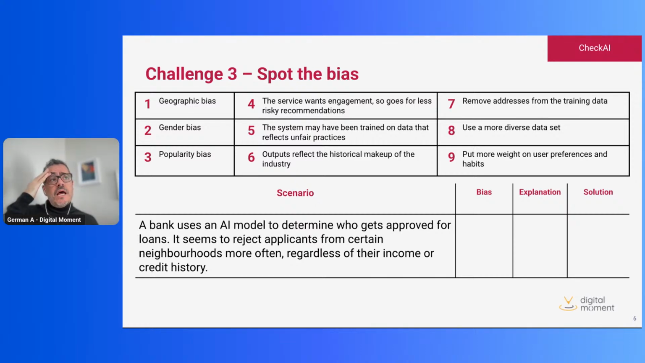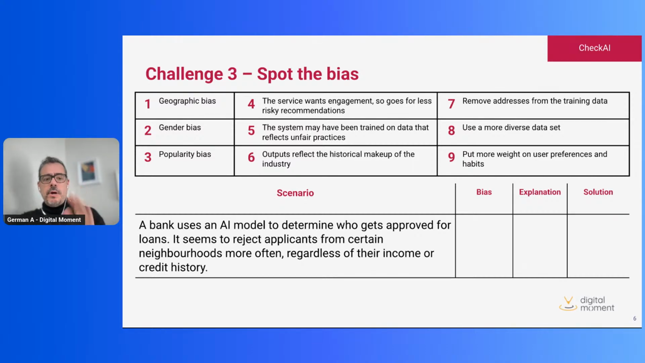Okay, meaning that maybe it's considering the data of those neighborhoods in the past, and maybe it was a depressed area. So we could say maybe one of these two. How can we solve it? Remove addresses from the training data. Perfect, that sounds very good. Maybe we update the dates or remove addresses from the training data, and that's going to provide.